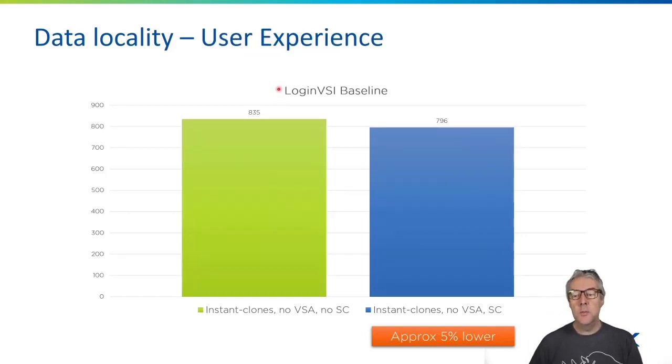Same with the user experience. With 400 users, there's not really that much difference. But again, what we're seeing here is it's 5% lower, so the user experience is better. Same as the previous slide, as this solution scales out to thousands of users, that user experience is going to stay consistent. With other technologies, it's probably not going to stay as consistent.